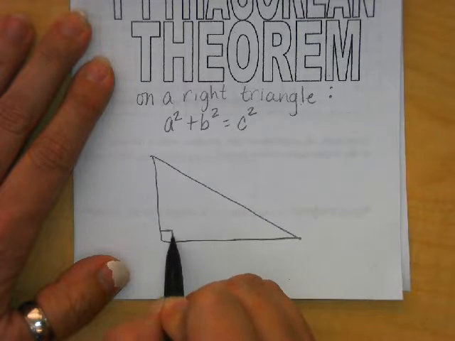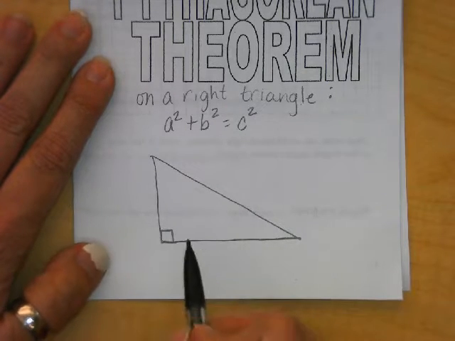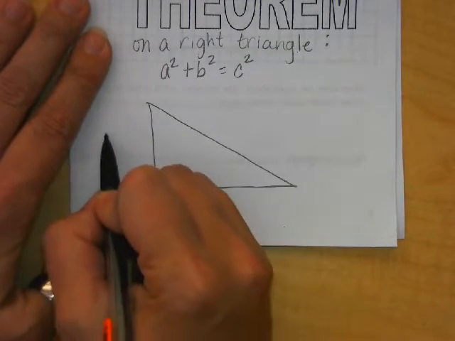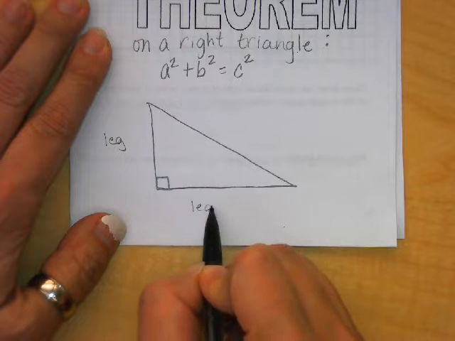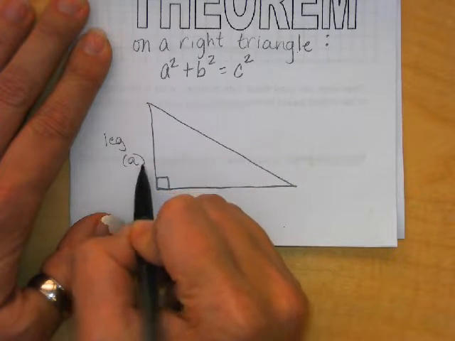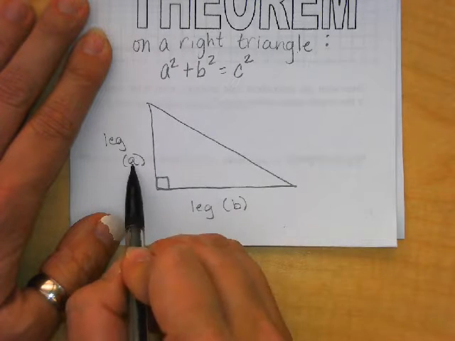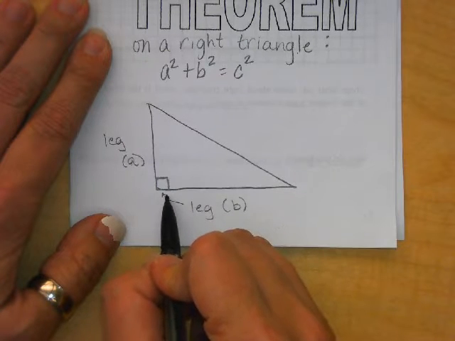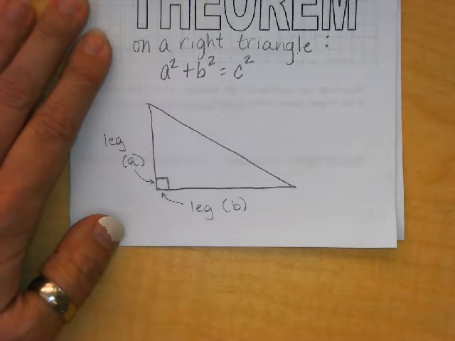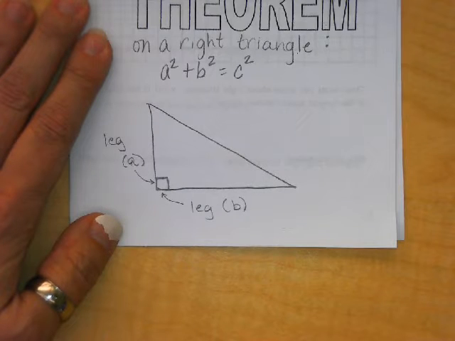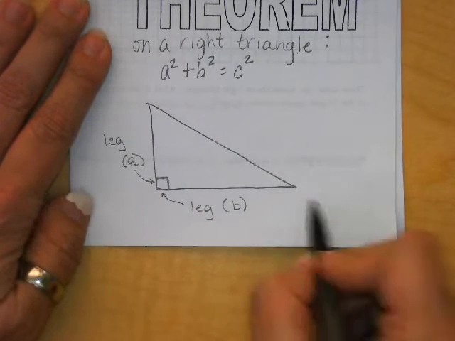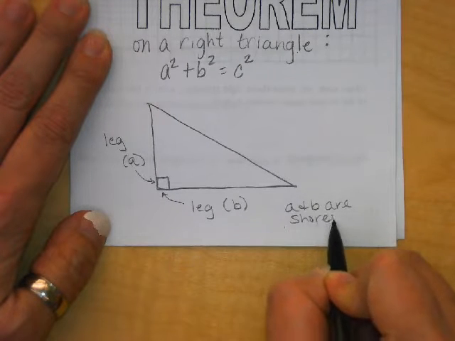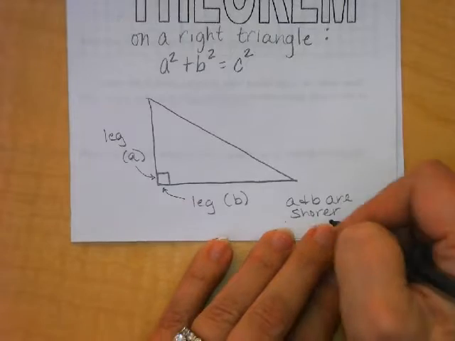here's my right triangle. The two sides that touch the right angle are called the legs. And they are A and B. You can call this one B and this one A. It doesn't actually matter. But the legs touch the right angle. Okay? These are the shorter sides. Oh, I forgot my T. Short.